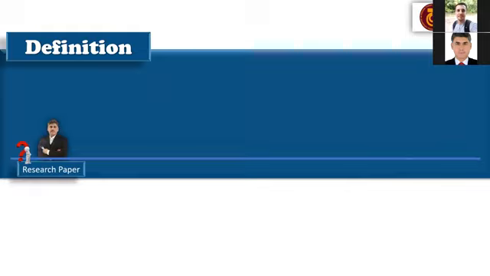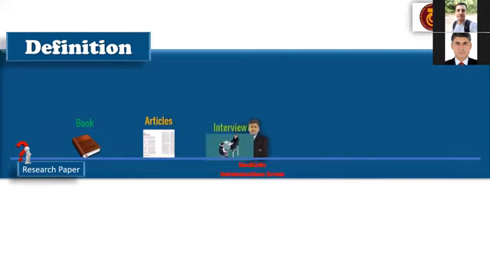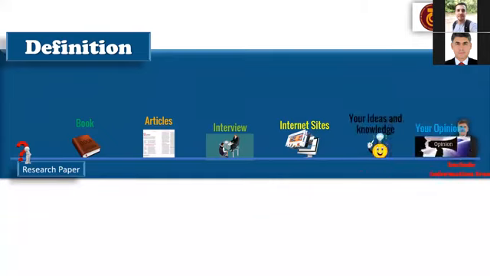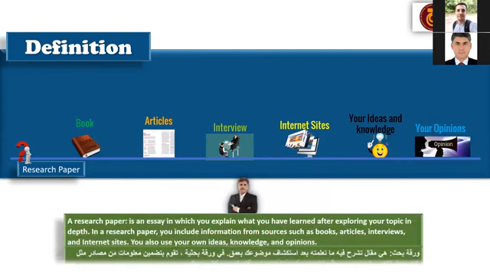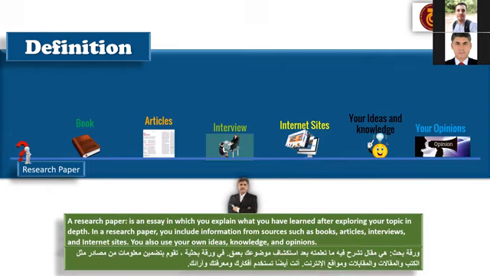Every research paper collects information from where? It means that when we read an academic paper, article or research paper, it includes information from other sources, maybe from a book, maybe from an article, maybe from an interview, or maybe from an internet site. Sometimes inside your research article, there are the author's ideas, knowledge and opinion.